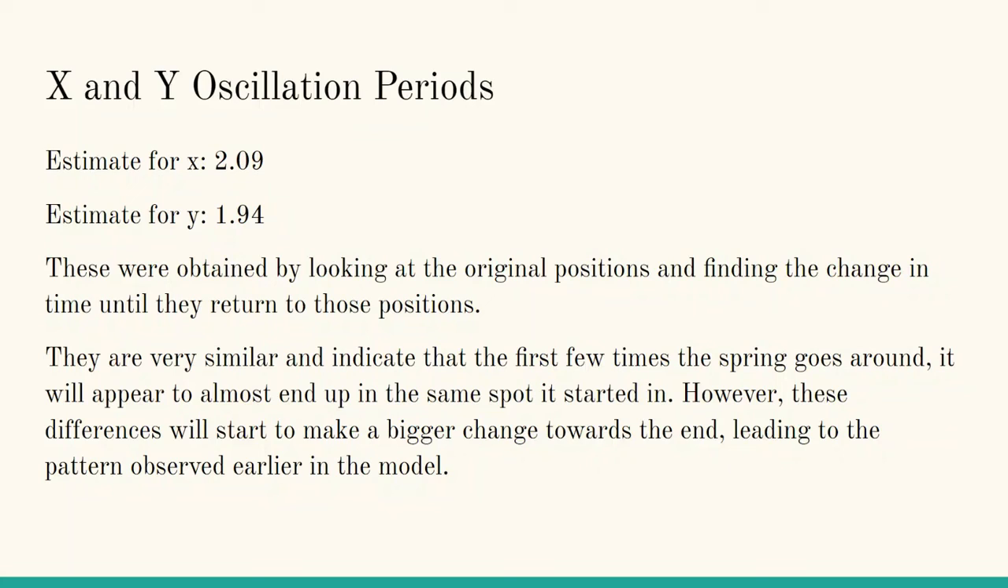They are very similar and indicate that the first few times the spring goes around, it will appear to almost end up in the same spot it started in. However, these differences will start to make a bigger change towards the end, leading to the pattern observed early in the model.